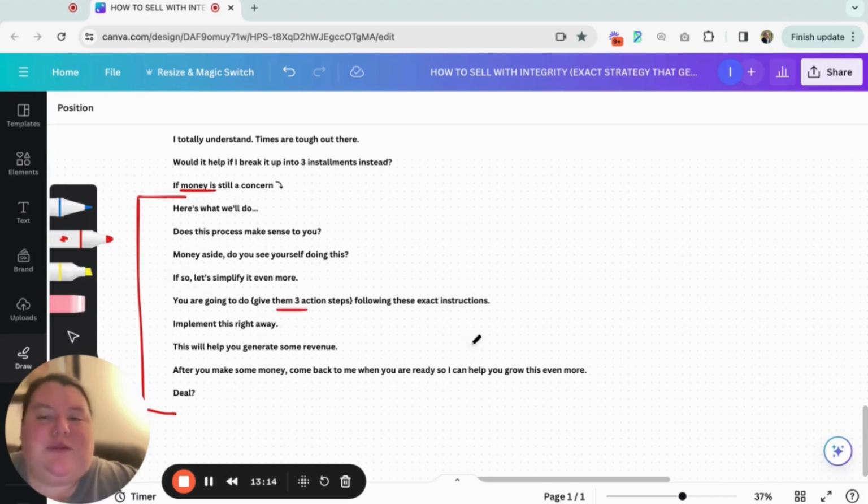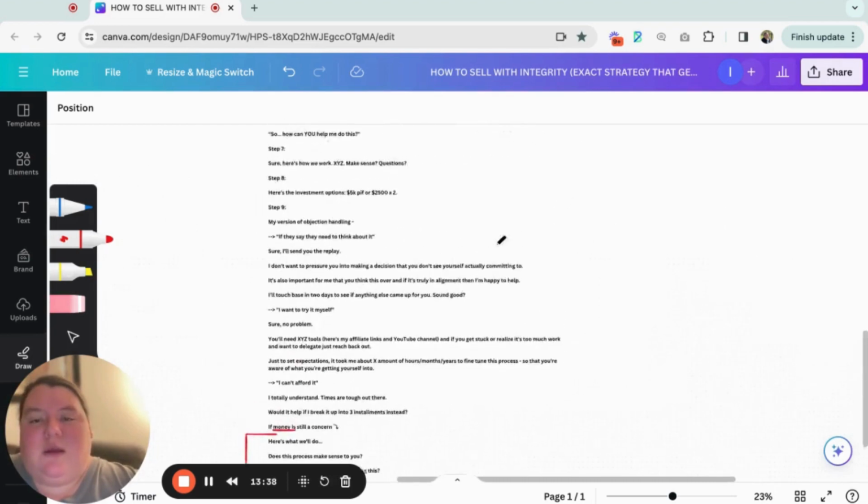Go do 1, 2, and 3. Follow these exact instructions. I'm going to send you a Loom video after this call, and I'm going to show you exactly what you need to focus on. Implement this right away. After you get some traction, come back to me. When you're ready to make the investment, come back to me, and then I can help you grow this even more. Does that sound fair? And boom, by doing that step, I just did what no one else is willing to do. I just gave you a free step-by-step of how to get started so that when you are in a better position, you can actually come back and invest.